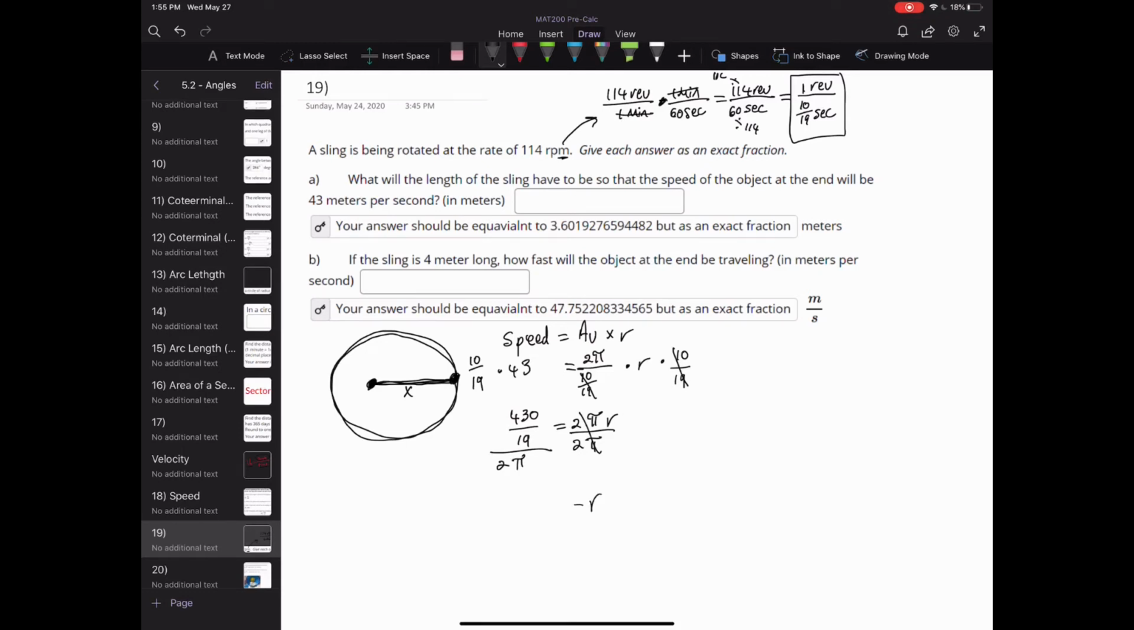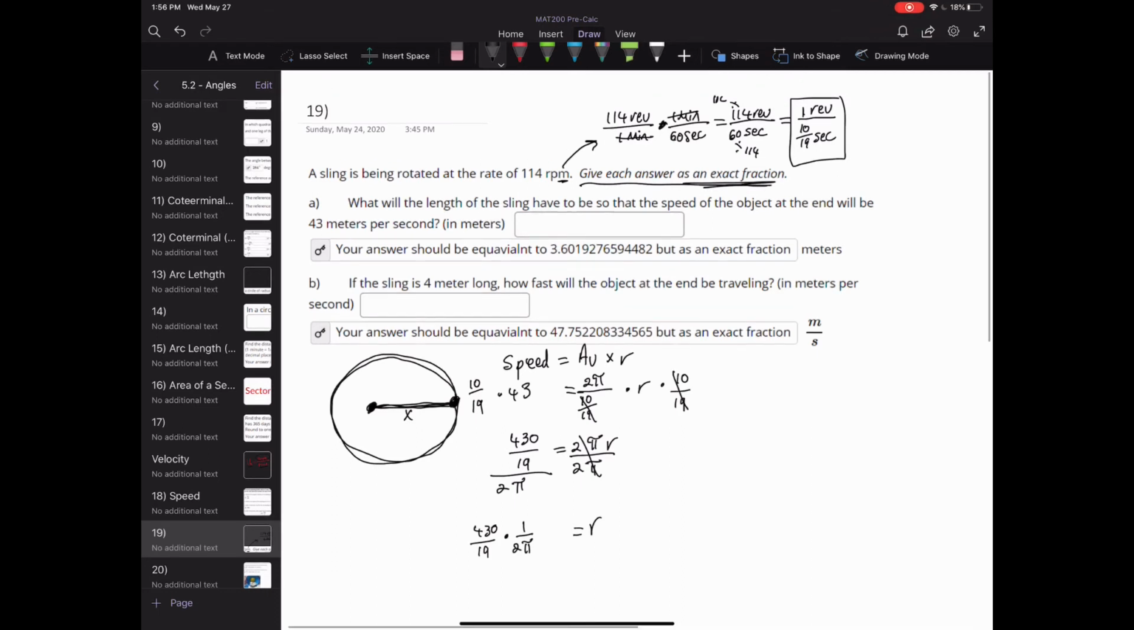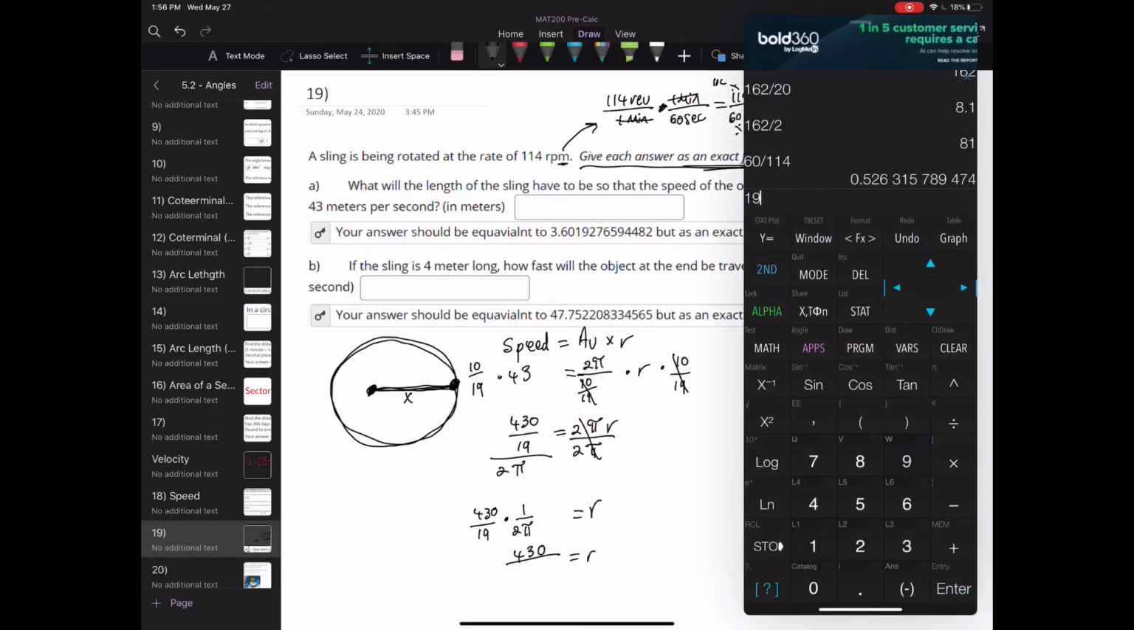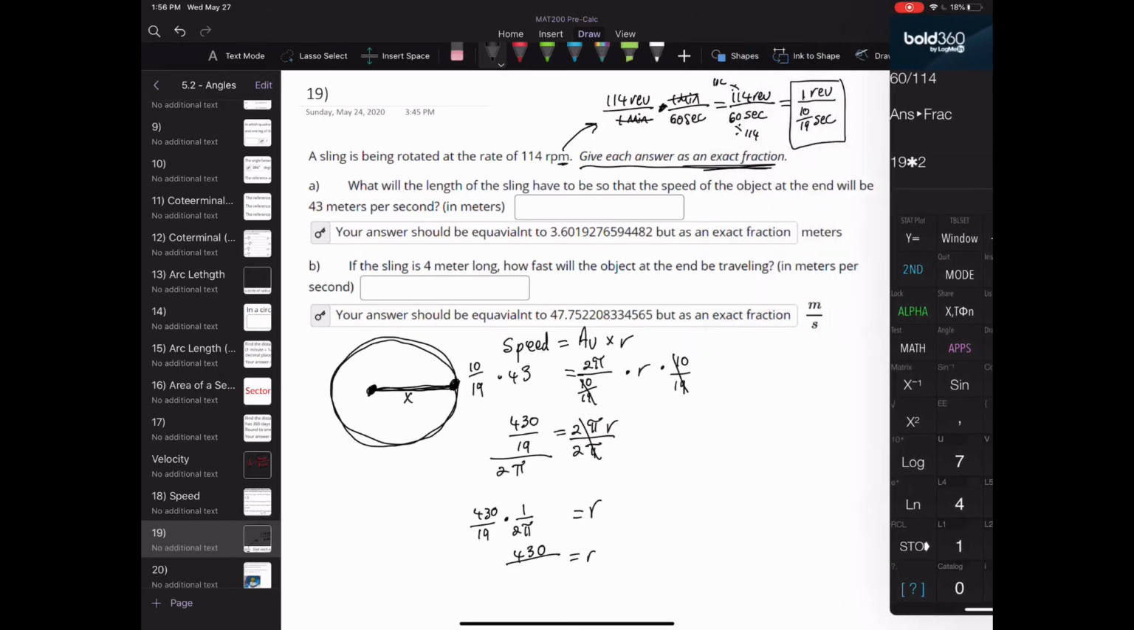So the radius is equal to, now I'm going to write this out, 430 divided by 19. And dividing is really the same thing as multiplying by the reciprocal. So 1 over 2 pi. And I'm only doing this because they want an exact fraction. So radius is equal to 430 over 19 times 2 pi. 38, I should have known that.